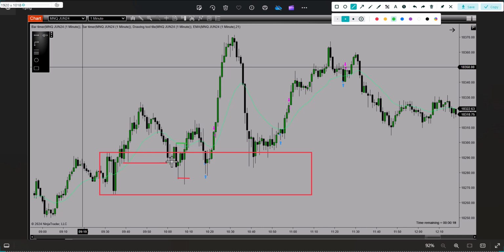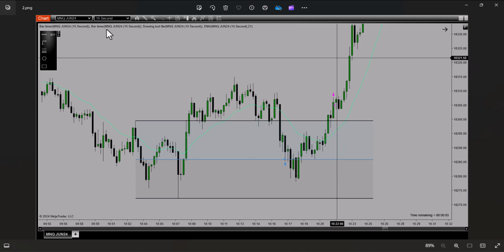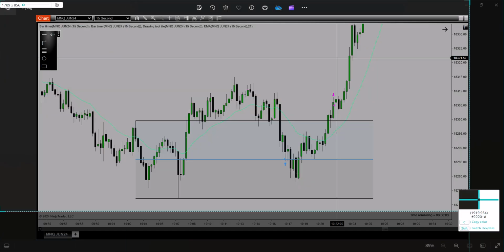Now, if we go lower to the 15-second time frame, we're going to see this flip clearly, and we're going to see our pattern in price. As you can see, this is the 15-second time frame, and we were inside that red box.